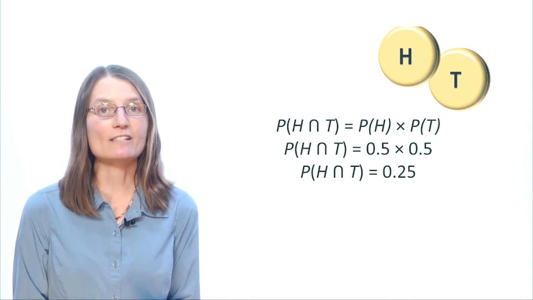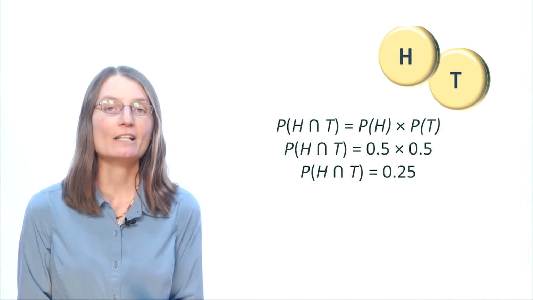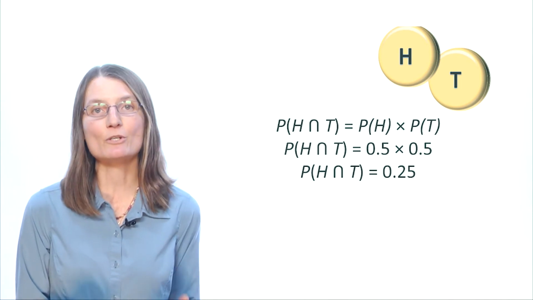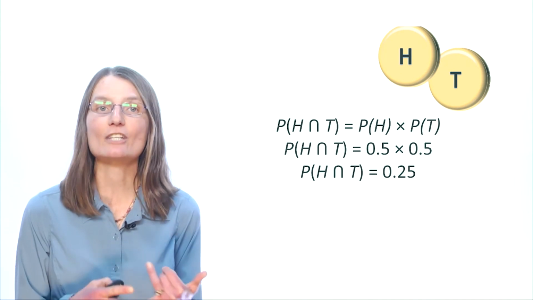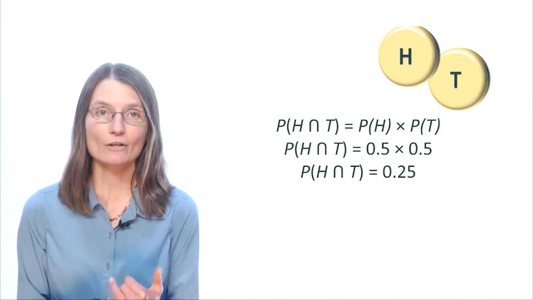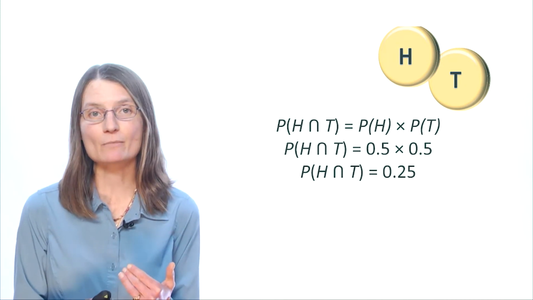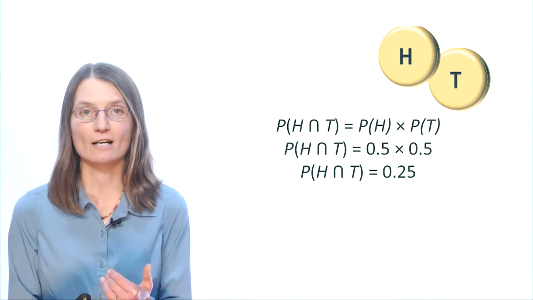Remember, these events are mutually exclusive if they cannot occur at the same time. So to summarize, the difference between mutually exclusive and independent is this. Independent events means that the occurrence or outcome of one event does not influence the occurrence of another event. Mutually exclusive events means that the occurrence or presence of one event entails the non-occurrence of the other.